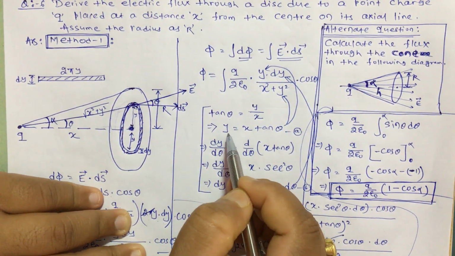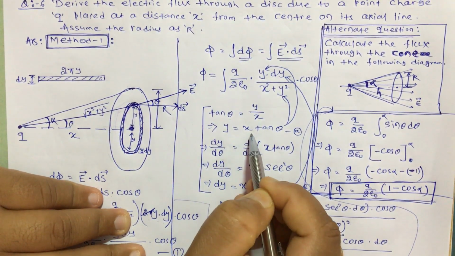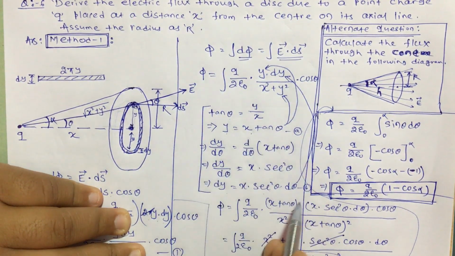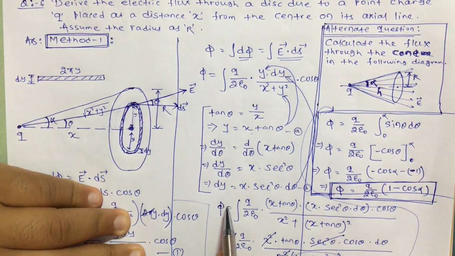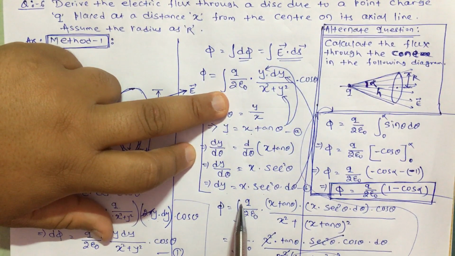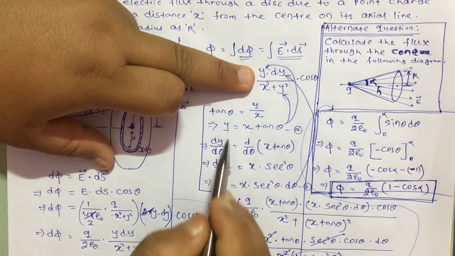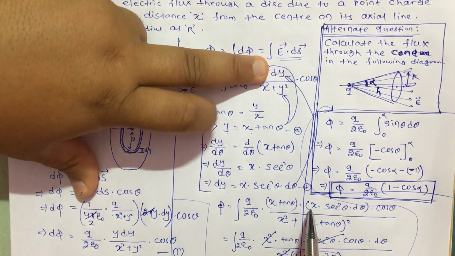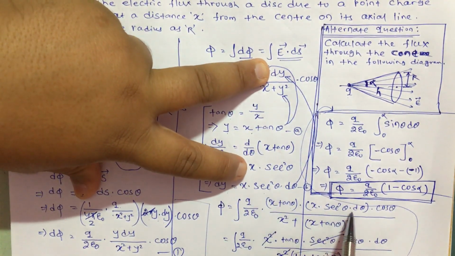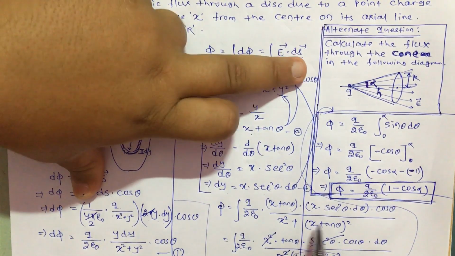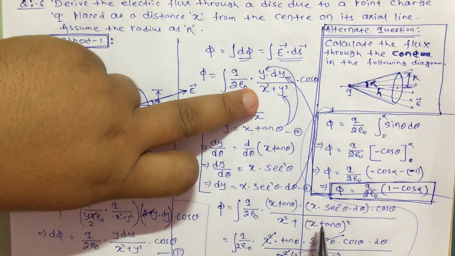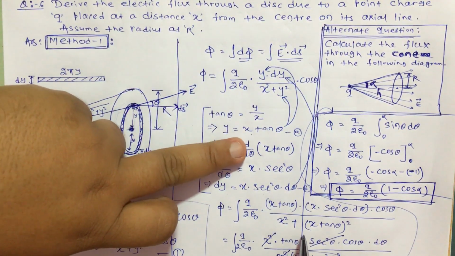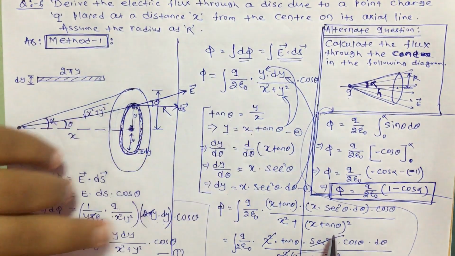So you got two replacements. In place of y you can write x tan theta, in place of dy you can write this. So put all these values in this equation. Q by 2 epsilon naught as it is. In place of y I have written x tan theta. In place of dy I have written x sec square theta d theta. And cos theta as it is, divided by x square plus, in place of y square I have written x tan theta whole square.